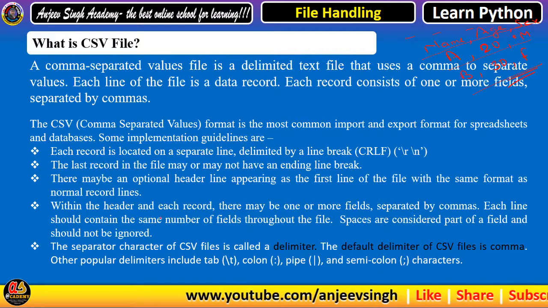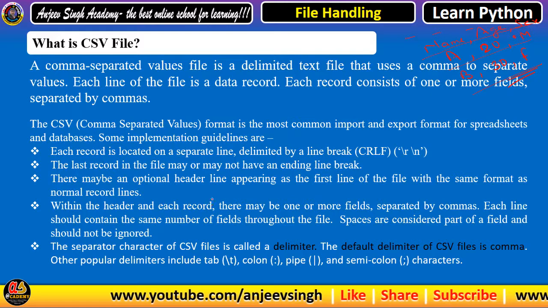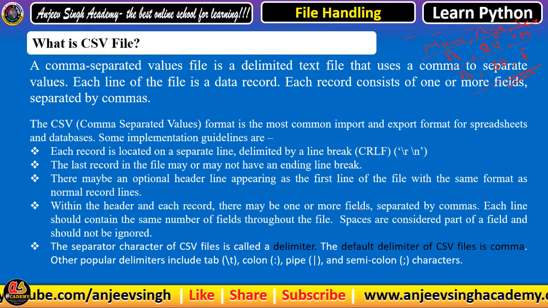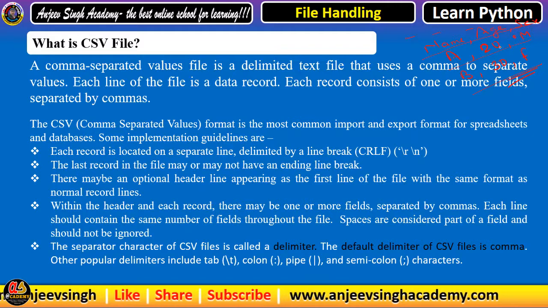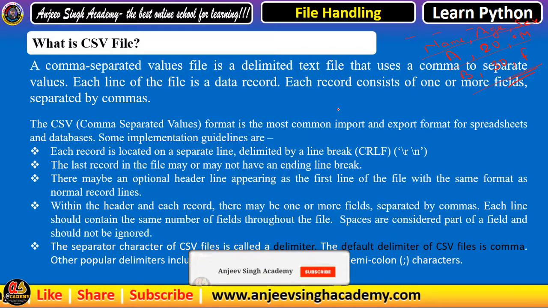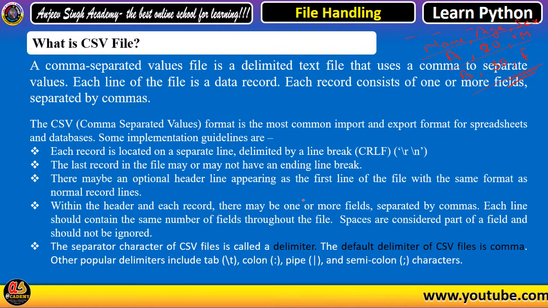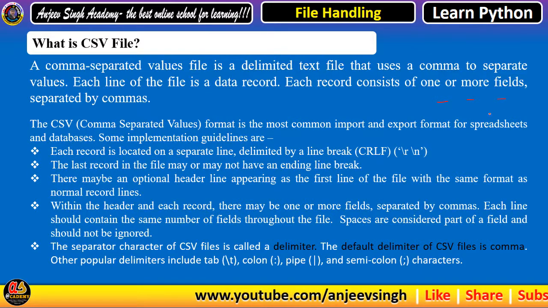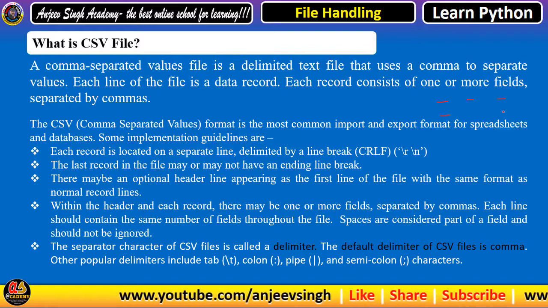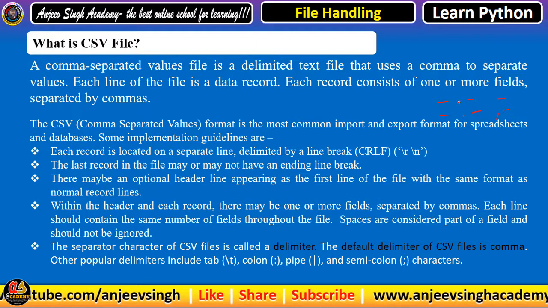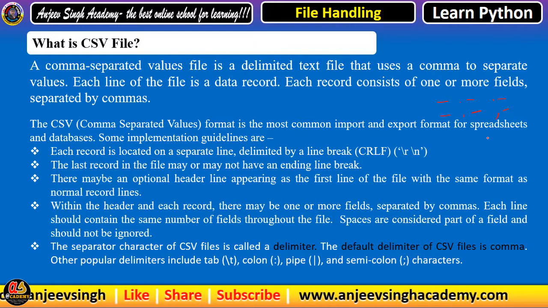Within the header and each record, there may be one or more fields separated by commas. एक या एक से अधिक field हो सकते हैं, comma से separated. Each line should contain the same number of fields throughout the records. This is also a very important thing कि अगर मान लीजिए आपने पहले लाइन में कॉलम हेडर में बताया कि आपके 3 columns हैं, तो हर एक रिकॉर्ड के अंदर में 3 वैल्यू होना चाहिए या एटलीस्ट उतने कॉमा आने चाहिए.